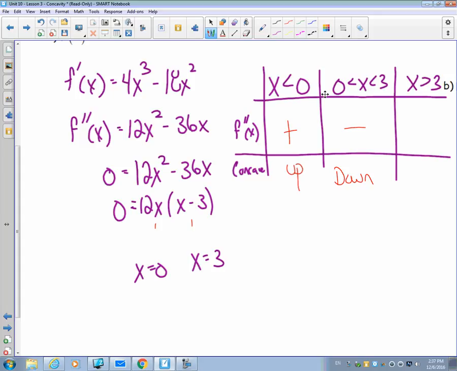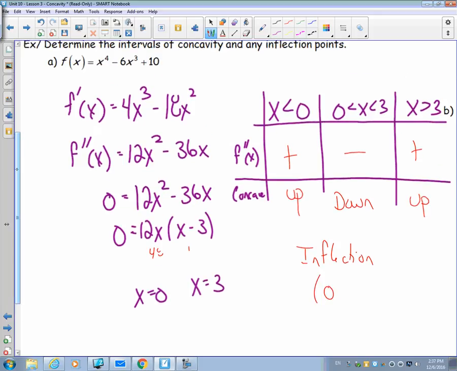If we try something bigger than 3, let's pick the number 4. We'll get 48, and 4 minus 3 is 1, which is a positive, still concave up. If you want to know what's happening at the inflection points, we can do that. Our inflection points we know are at 0. So let's go back to the original equation, plug in 0, find our point. We'll get 0 and 10.